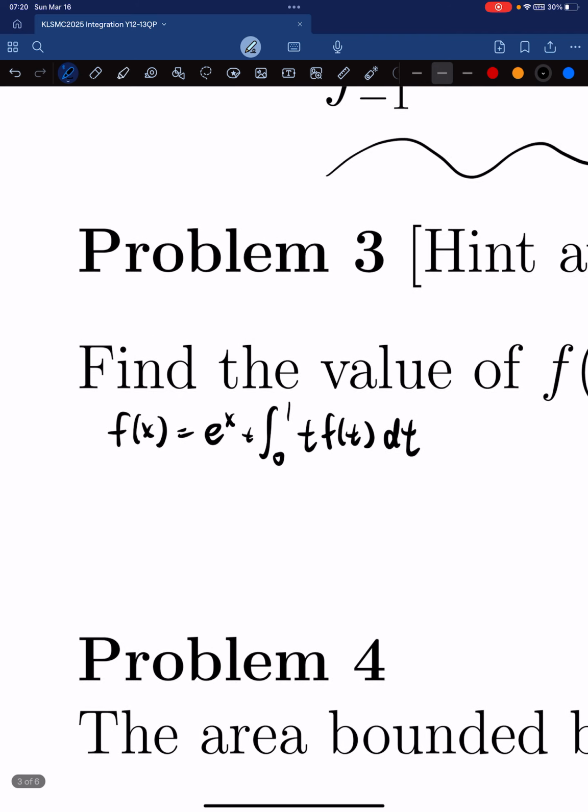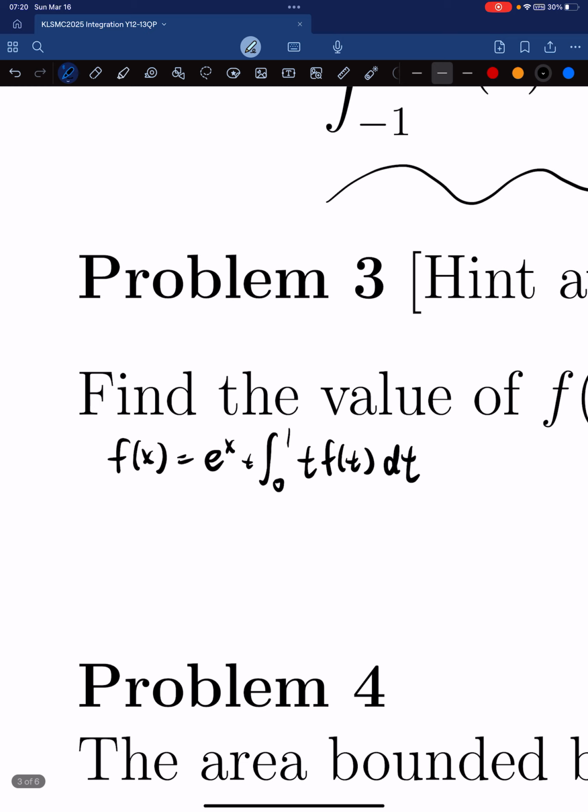Now, first of all, let's guess a form for our function f of x. And let me ask you guys a question first. Does this term depend on x or not? Well, the answer is no, because you don't see an x in the integrand, nor in the boundaries, right? This term is completely independent of x.